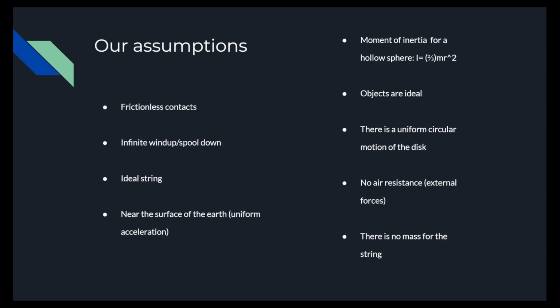Now we have a few assumptions going into this problem. We have frictionless contacts, infinite wind up and spool down. We weren't given a height, so we're just assuming that the ball has pretty much infinite string to go down infinitely. And we have an ideal string. It's near the surface of Earth, meaning we have uniform acceleration. We decide a moment of inertia for the hollow sphere, which is I equals 2/3 m r squared. The objects are ideal. There's a uniform circular motion of the disk. There's no air resistance, and there's no mass for the string.